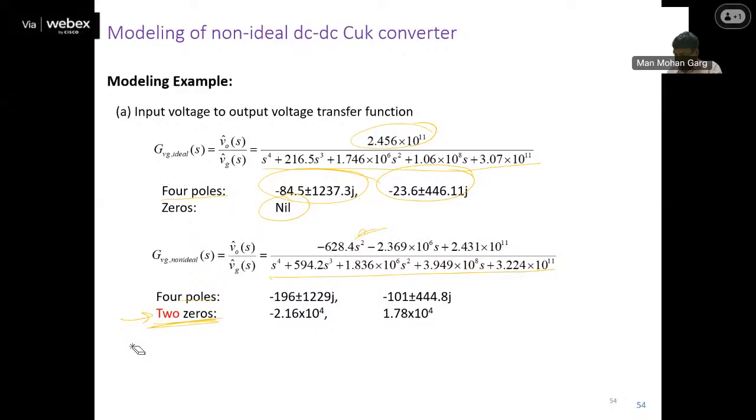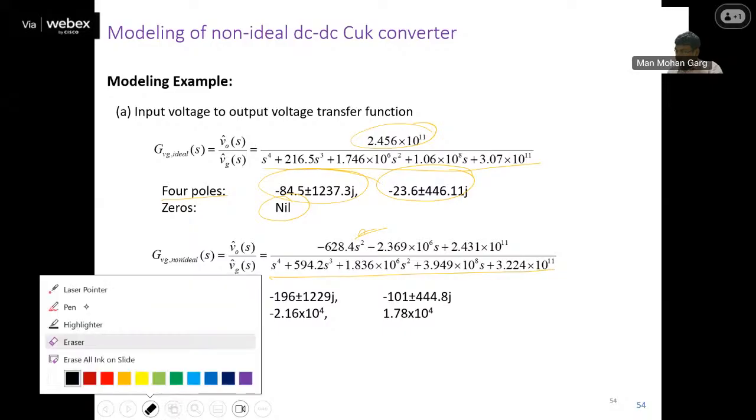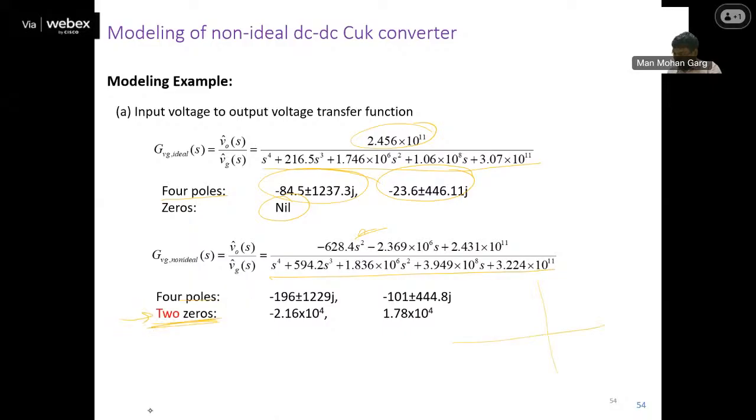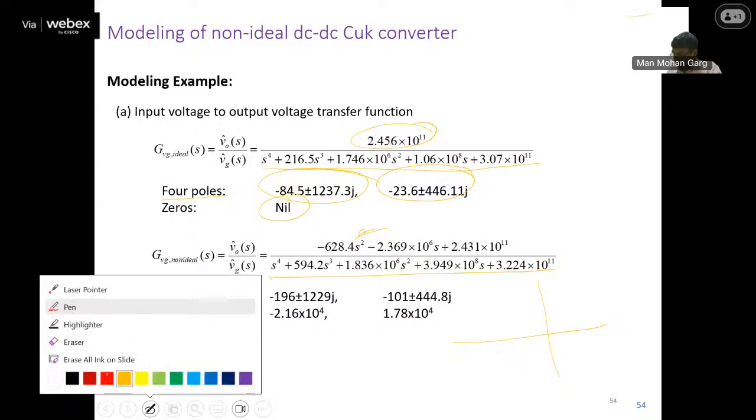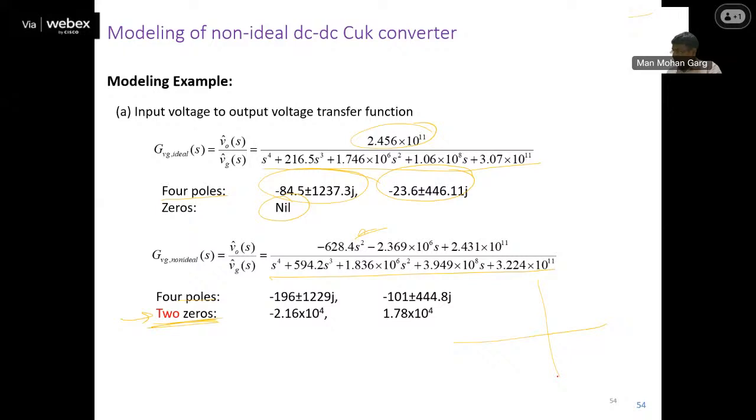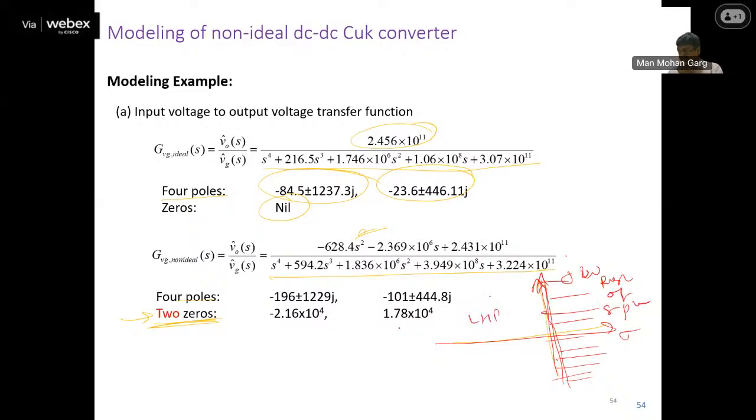Two zeros are already written. And these two zeros exist in the right half of the S plane. One of them is in the right half of the S plane. You must be knowing this right half or left half of the S plane. So this is the S plane, this is sigma, and this is j omega. If your poles or zeros exist in this part, this is called the right half of the S plane, and this is the left half of the S plane. For a stable system, the poles should be in the left half, and the zeros also should be in the left half.